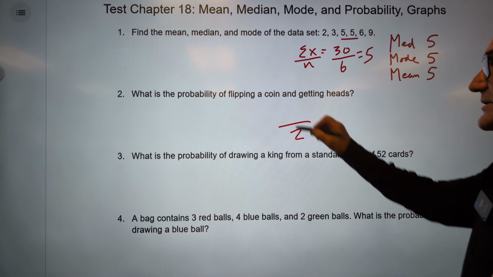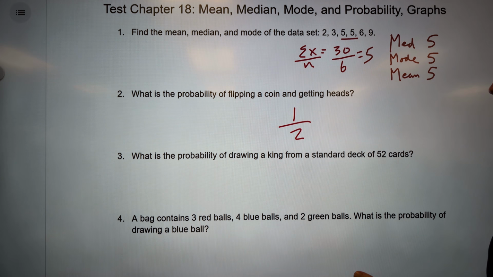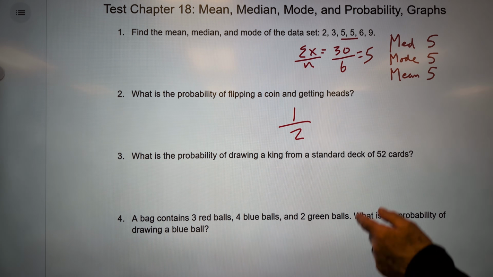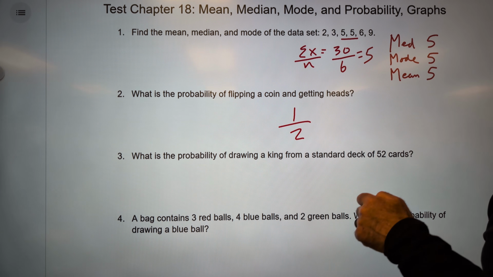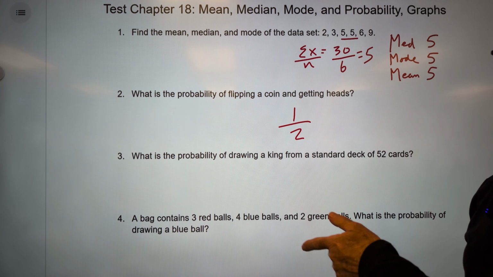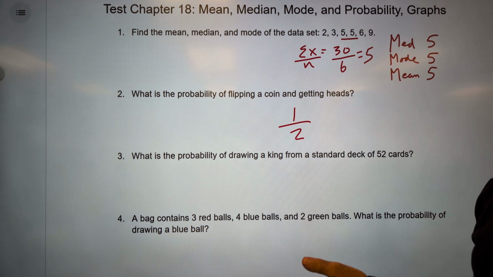A head is one of those 2, and they are equally likely. So the probability of flipping a coin and getting a head is 1/2. Here's another question. What is the probability of flipping a coin twice and getting heads on both counts?